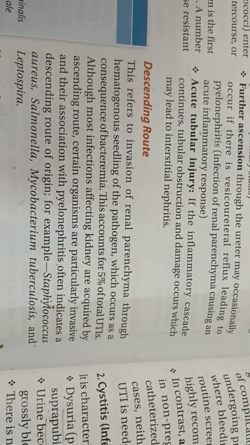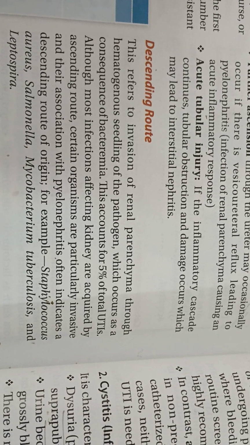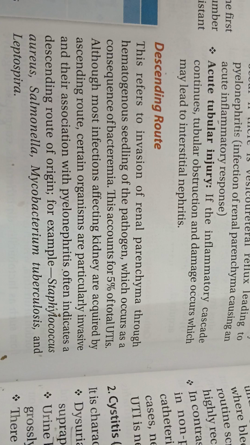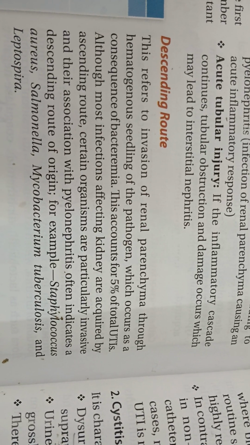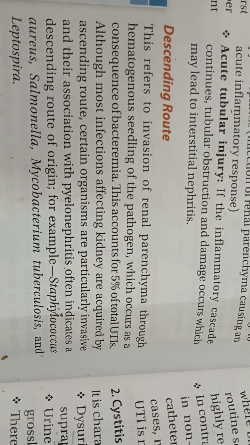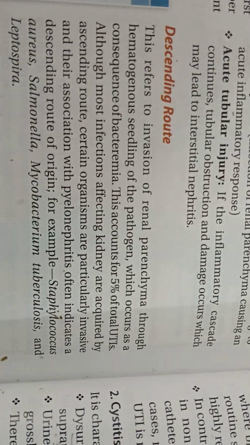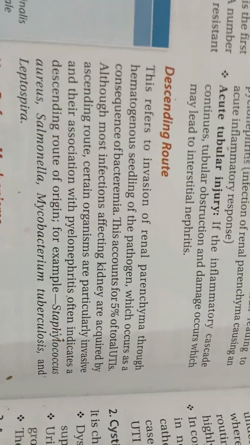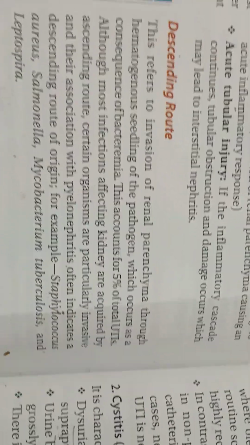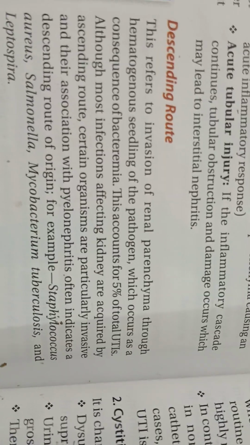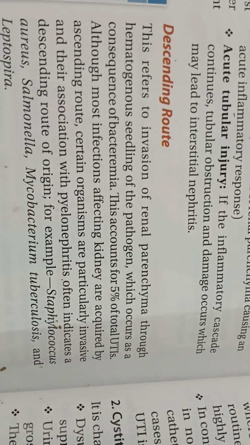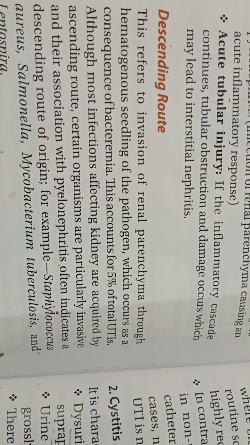Descending route. This refers to invasion of the renal parenchyma through hematogenous seeding of the pathogen. This accounts for 5% of the total UTIs. Although most infections affecting the kidney are acquired by the ascending route, certain infections occur in association with pyelonephritis, which often indicates a descending route. For example, Staphylococcus aureus, Salmonella.